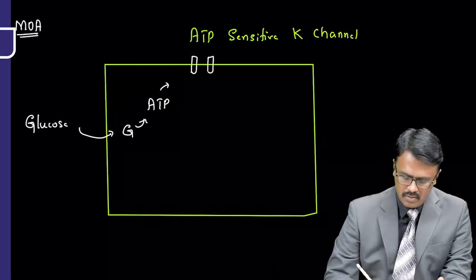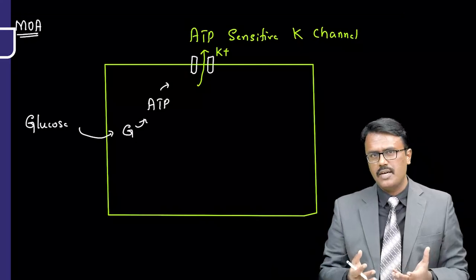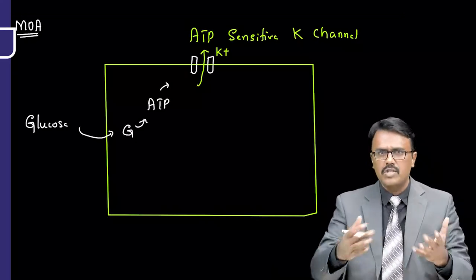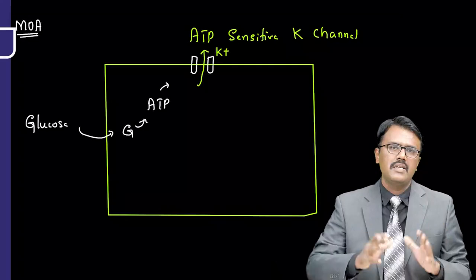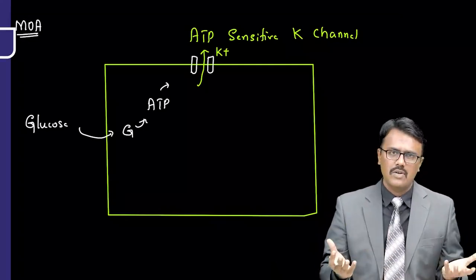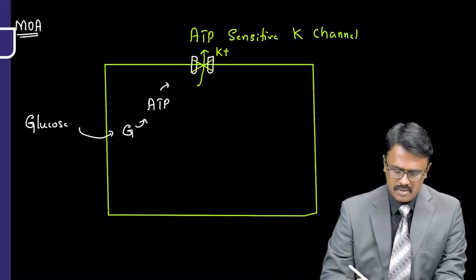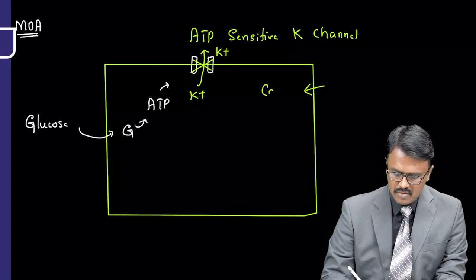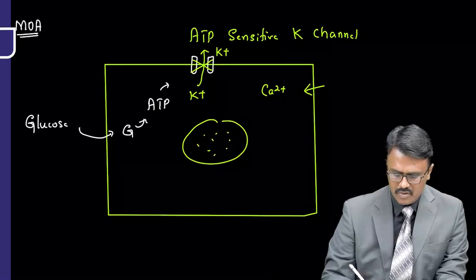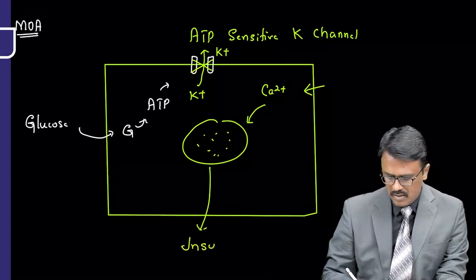So what is their role? Their role is to put potassium outside. When the potassium goes outside, the cell loses positive ions and becomes negative, that is hyperpolarized. That means beta cells will not work or release insulin. So ATP will block the potassium channel. The potassium stays inside, and along with that calcium enters inside. The calcium comes and there is release of insulin.